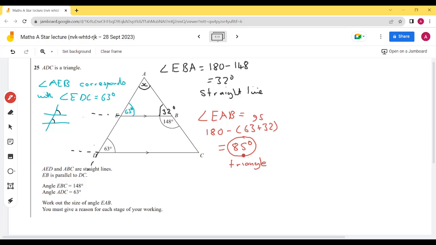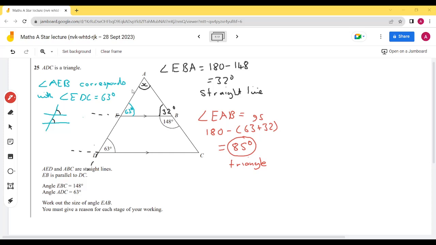You can see this is a classic example. The question looks quite intimidating, but really it's just a combination of the rules we've done today. If you can spot the rules and get on top of it, then theoretically you can answer any question to do with angles.